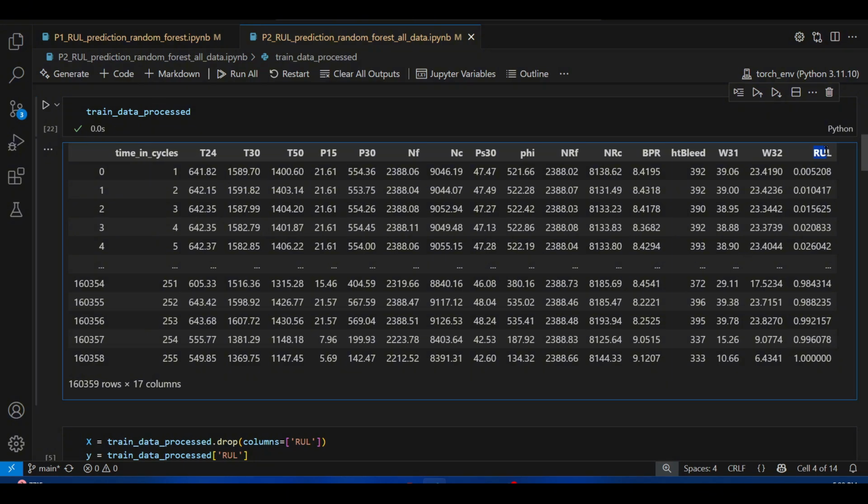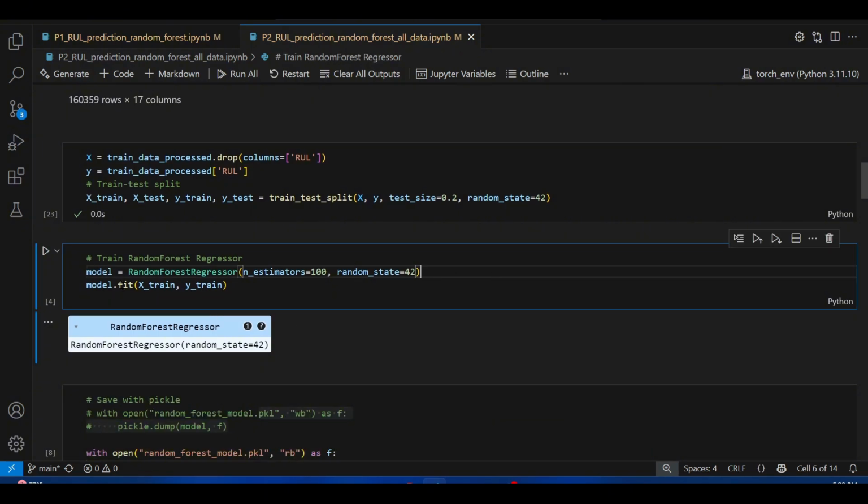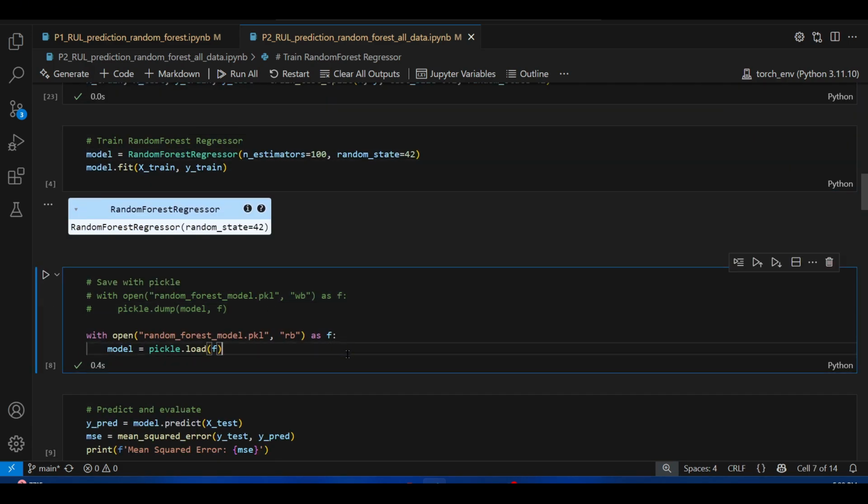And here, just don't get confused. Here, RUL is live ratio, by the way. Then I created my XY. I created my random forest. It takes a while, by the way. It takes like 4 to 5 minutes depending upon your CPU. So I'm just gonna load the one I trained before.